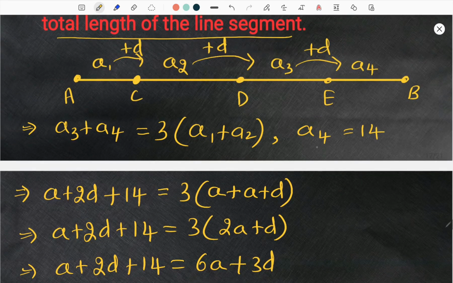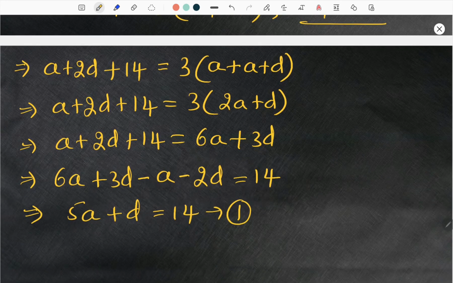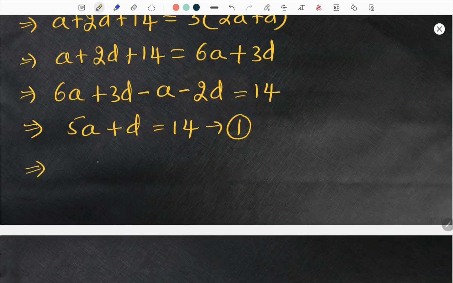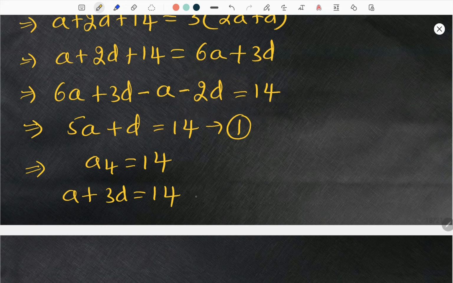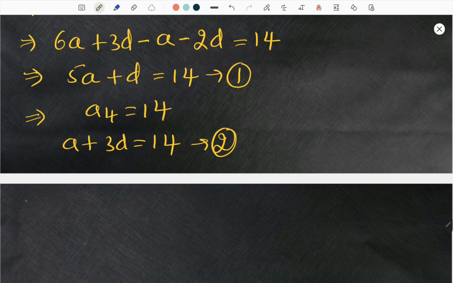Now similarly, look at this, fourth term is 14. What do you mean by fourth term is 14? Fourth term is 14 means a4 is equal to 14, so you can easily say a plus 3d is equal to 14, because the fourth term is nothing but a plus 3d, and let me call it equation number 2. All right, now let us solve equation number 1 and equation number 2.